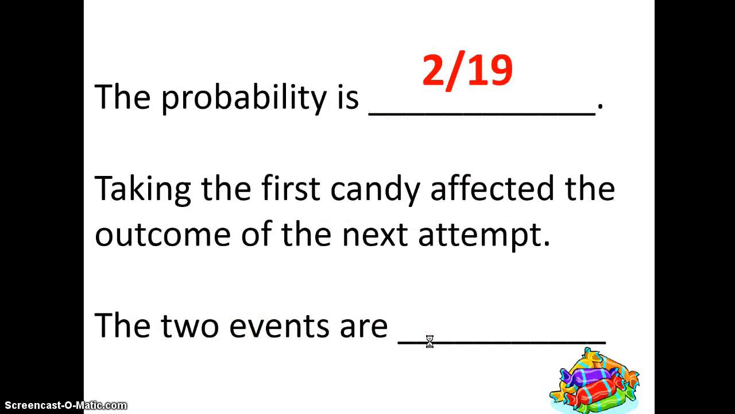Taking the first candy affected the outcome of the next event. Therefore, these events are dependent. One affected the other. One outcome depends on the other.